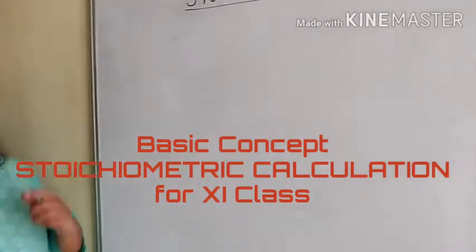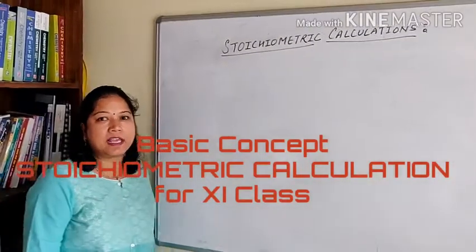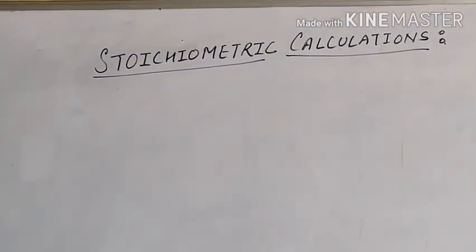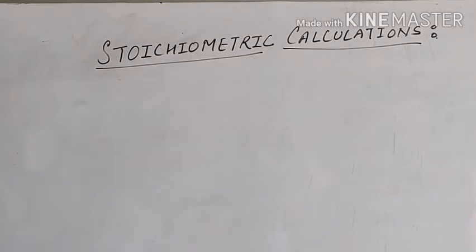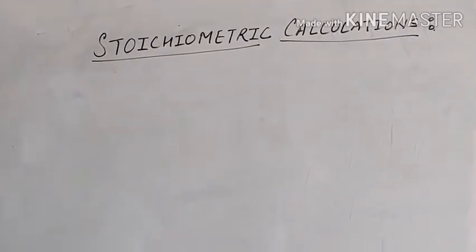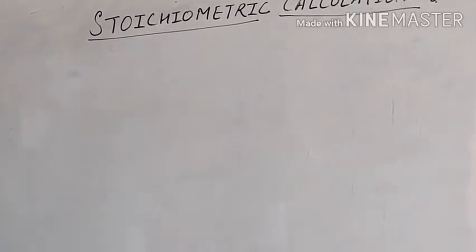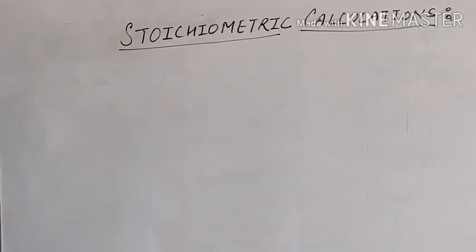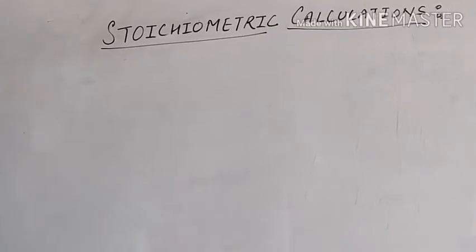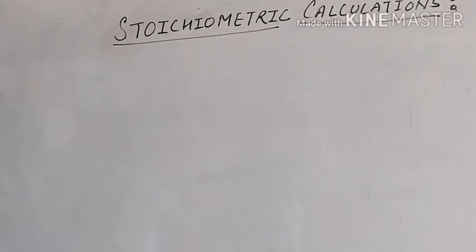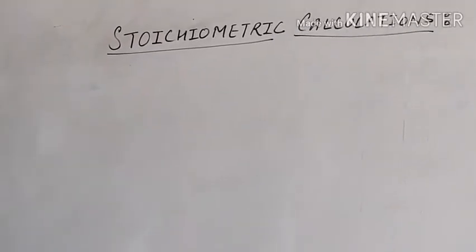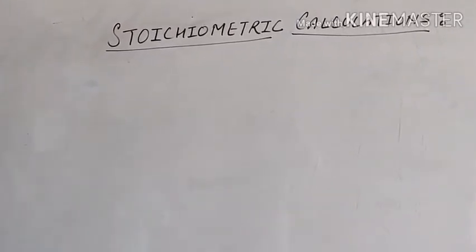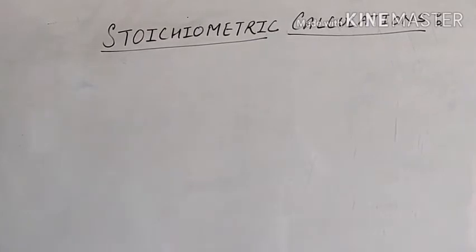This session is about stoichiometric calculations. Stoichiometric calculations are those calculations which depend on the balanced chemical equation. We know that a chemical equation gives the quantitative relationship between the reactants and the products, and using this quantitative information, we can base problems on chemical equations.